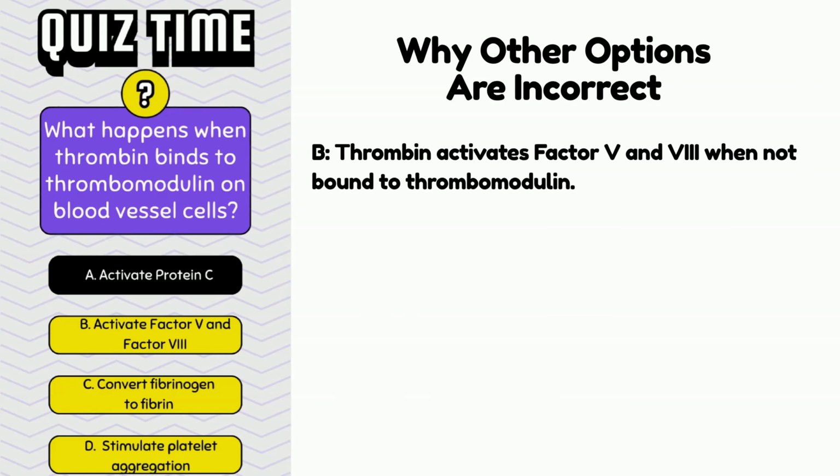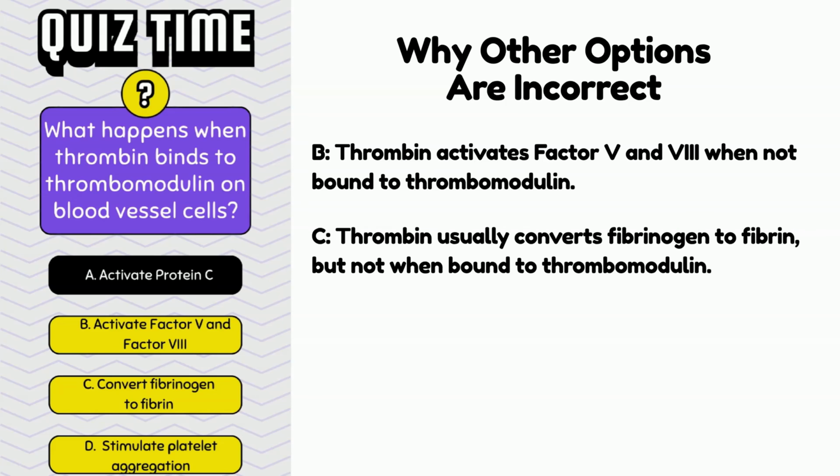Why the other options are incorrect? B is incorrect because thrombin, when not bound to thrombomodulin, does activate factor V and factor VIII as part of the clotting process, but when bound to thrombomodulin, thrombin no longer activates these factors. Instead, it activates protein C.